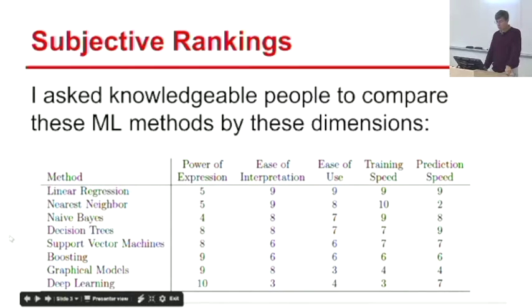We're going to look primarily at decision trees and boosting, and maybe a little bit at support vector machines. And when I look at these ratings, what stands out to you about these different methods?